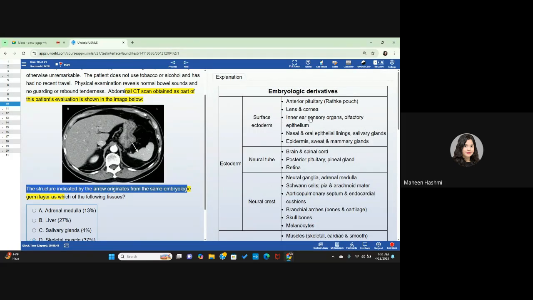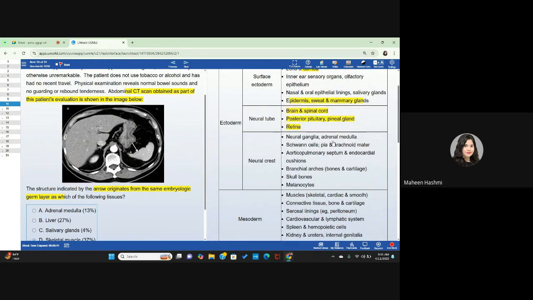For example, for ectoderm, it's the anterior pituitary. That's very high yield for you to remember. Then remember the epidermis, sweat, and mammary glands are very high yield. Cornea, lens, and the neural tube, all of it is really high yield. In the neural crest, adrenal medulla, they ask Schwann cells, arachnoid mater, and melanocytes. The rest they don't ask.